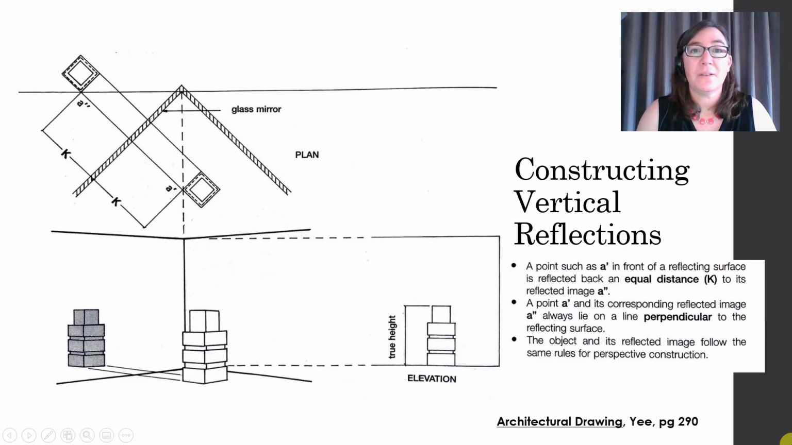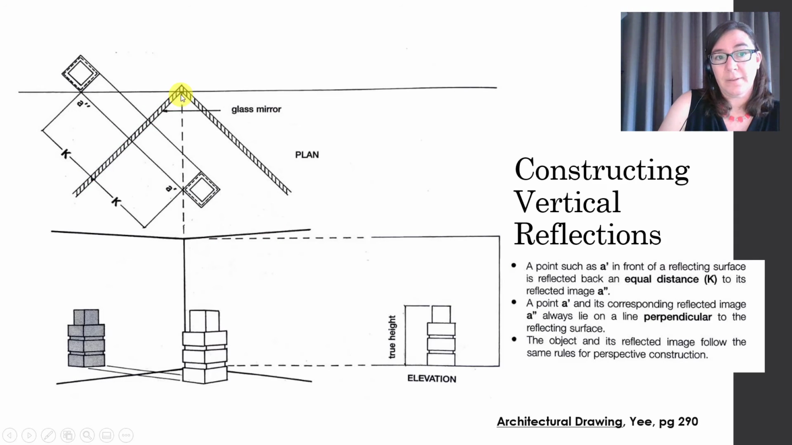If you followed this so far, we're going to move on to constructing vertical reflections. And in my opinion, this is far easier than the horizontal ones. So we have an example here of a room, and this is in plan view, and we're looking at the corner of the room. And here is an object of some kind. It looks like a stack of boxes located in a plan view. There's a mirror along this left-hand wall on that side.